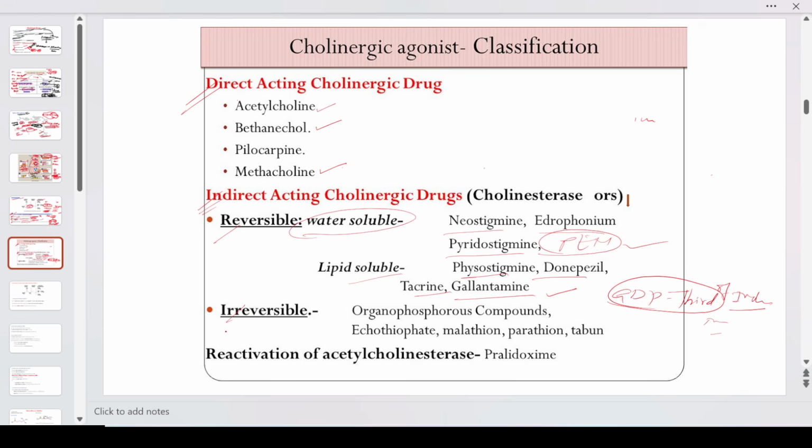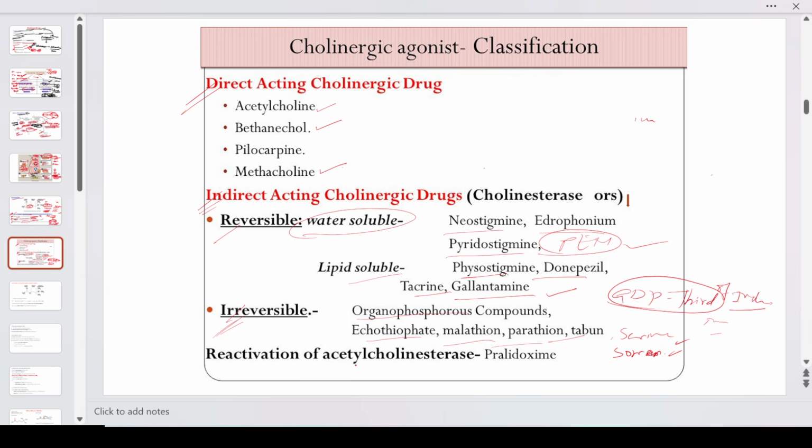Now the second one is irreversible inhibitors. Irreversible ones are organophosphorus compounds: ecothiopate, malathion, parathion, tabun. One more is sarin, and one more is soman. So these are two more important drugs.